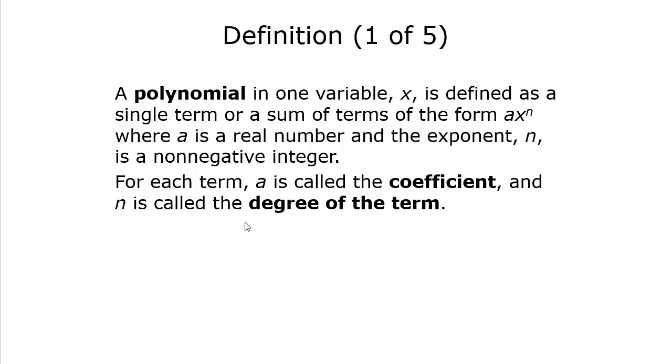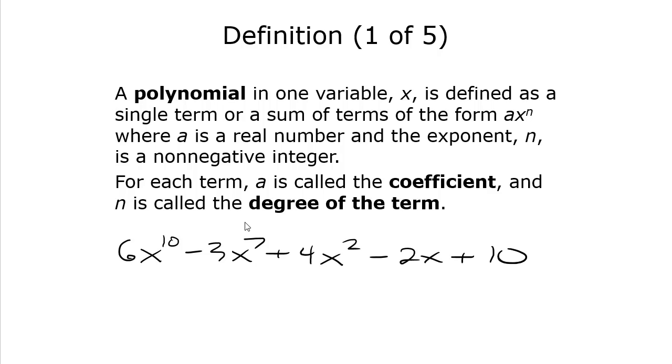So for instance, if we have something like this, 6x to the 10th minus 3x to the 7th plus 4x squared minus 2x plus 10. You can see that I'm missing powers. And that's fine, you don't have to have every power from 10 down. The 10 is x to the 0, because that just becomes 1. So the coefficient is 6, the degree is 10. The coefficient here is technically negative 3, and the degree is 7.